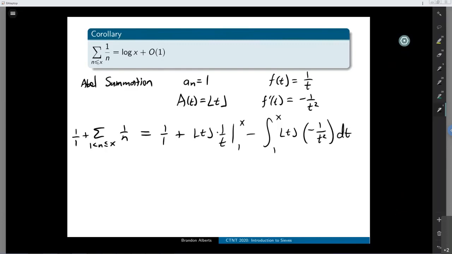Now we've found an explicit formula for this partial sum. We'll plug in a whole bunch of stuff. If we plug in x, we get floor function of x over x. Plugging in the 1 down here, that'll cancel out with this 1 over 1. That'll go away. I'm not going to write it. Then plus the integral from 1 to x, floor function of t over t squared dt.